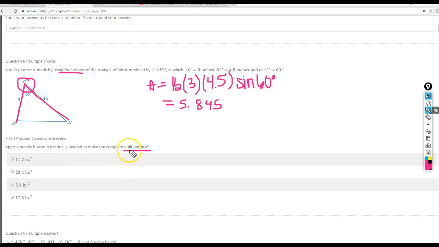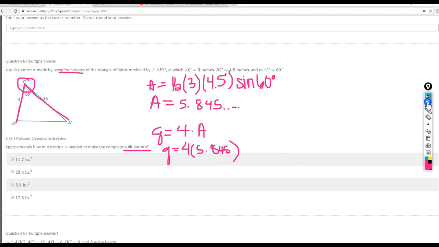So now it wants to know our total for a quilt pattern. The quilt pattern needs 4 copies of this triangle. So the quilt is equal to 4 times the area of our triangles. And by our substitution property, we know that the area is equal to 5.845, and it keeps going. So our quilt total area is going to equal 4 times the area of one of the triangles, 5.845.